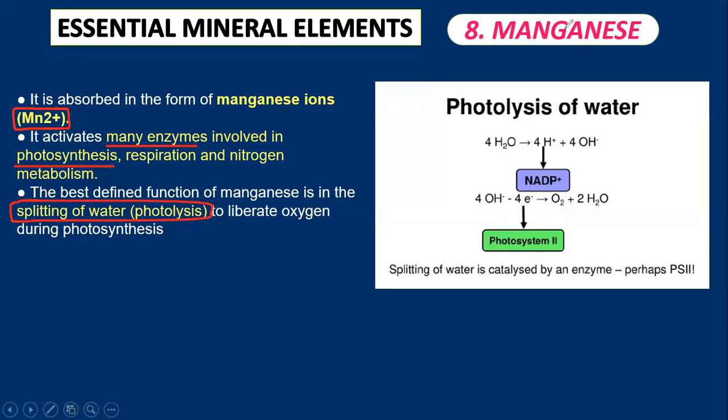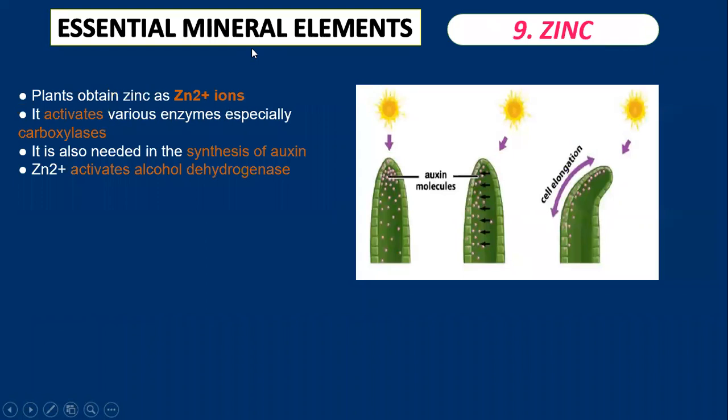So manganese is the element that plays an important role in splitting up of water. Clear, everybody? Manganese is absorbed in the form of Mn2+ ion. It is an activator of many enzymes involved in photosynthesis, respiration, and nitrogen fixation. It plays an important role in the splitting of water, or photolysis.